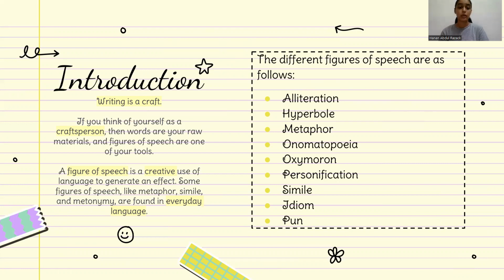Some figures of speech like metaphor, simile, oxymoron, etc. are found in everyday language. The different figures of speech are as follows. First up, we have alliteration, followed by hyperbole, metaphor, onomatopoeia, oxymoron, personification, simile, idiom, and finally we have pun.